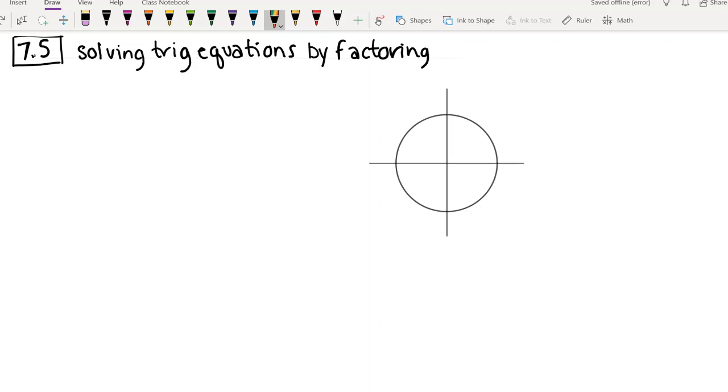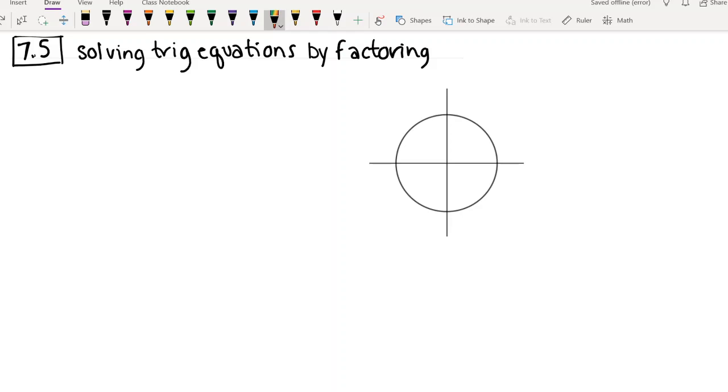Hi everyone. Today we're going to be working on solving trigonometric equations like we were last week, but we're going to be getting into some slightly different methods. We're going to solve equations where we have to start by factoring and then move on to the methods that we talked about last week.